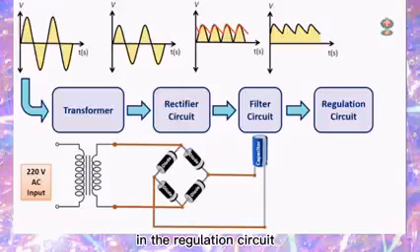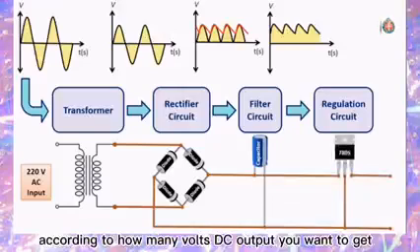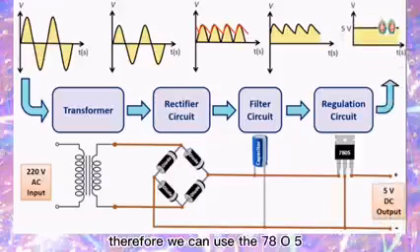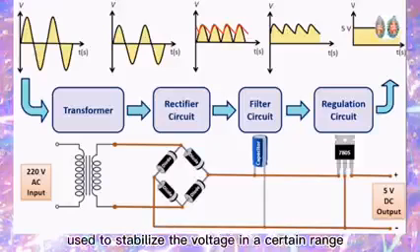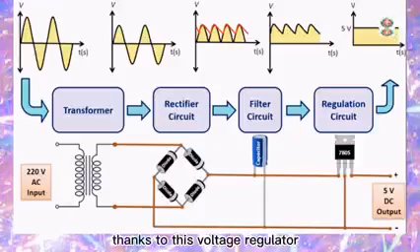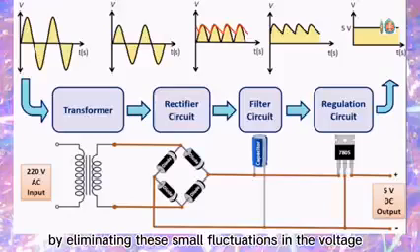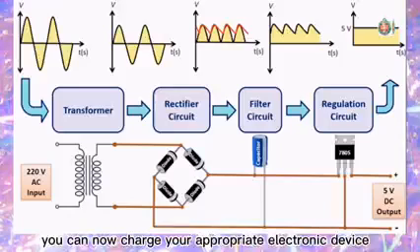In the regulation circuit, we need to use a voltage regulator that we will choose according to how many volts DC output you want to get. We want the output voltage to be 5 volts. Therefore, we can use the 7805 voltage regulator. The voltage regulator is also used to stabilize the voltage in a certain range. Thanks to this voltage regulator, we can obtain a flat 5 volts DC voltage at the output by eliminating these small fluctuations in the voltage at the capacitor output. With this voltage, you can now charge your appropriate electronic device.